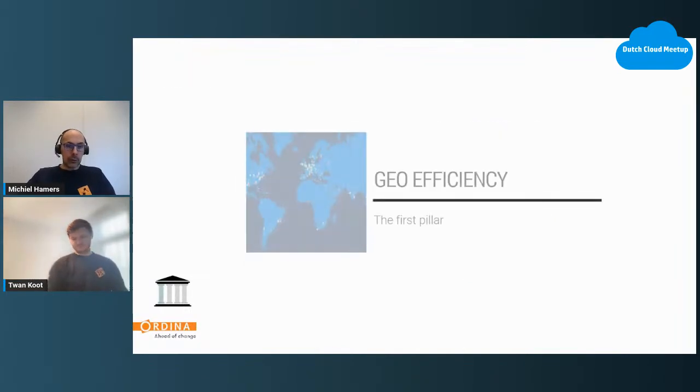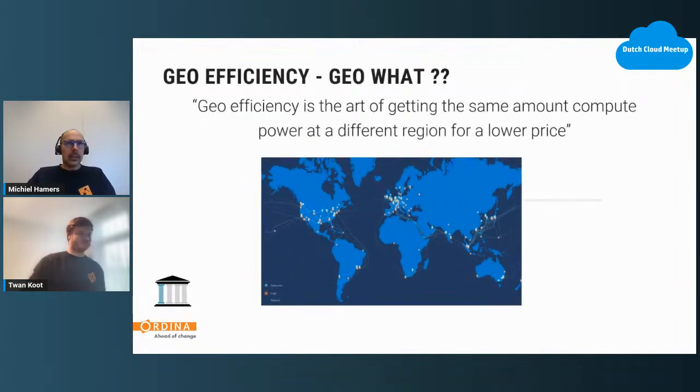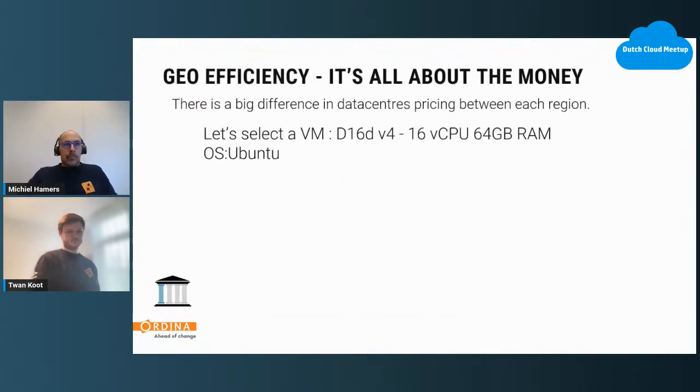The first pillar is Geo Efficiency. And I almost hear some people already say, Geo what? Indeed. Geo Efficiency is the art of getting the same amount of compute power in a different region for a lower price. So you get more power at a lower price. That seems illogical and not feasible, but it can be done. For example, there is different data center pricing between each region.